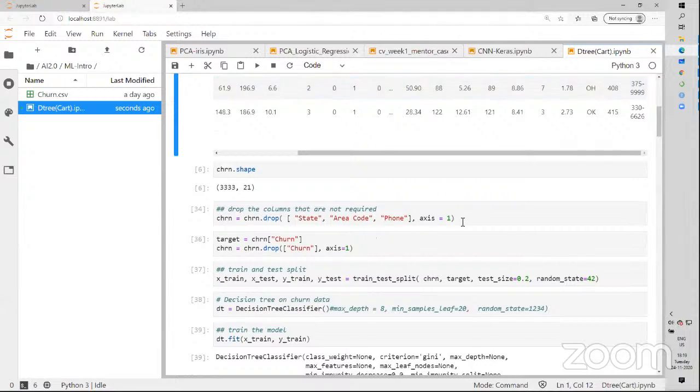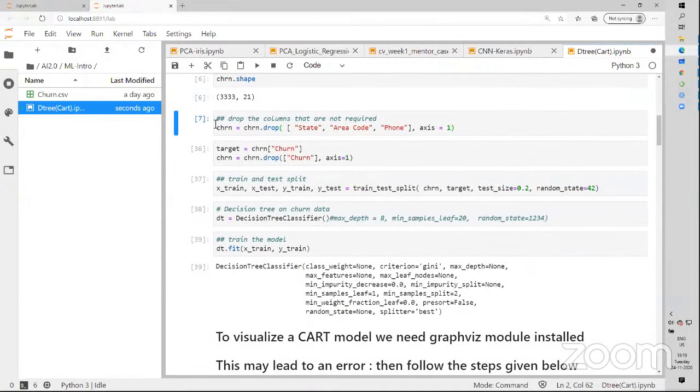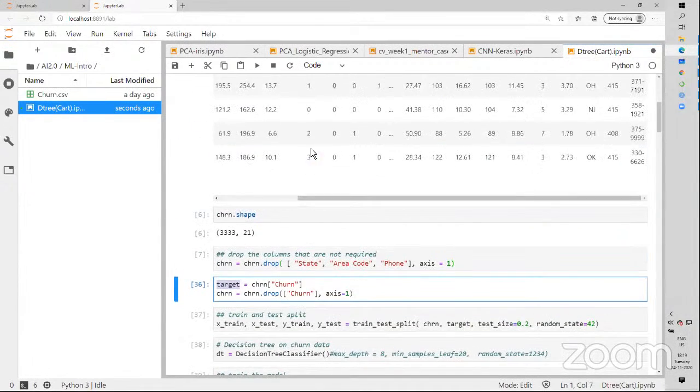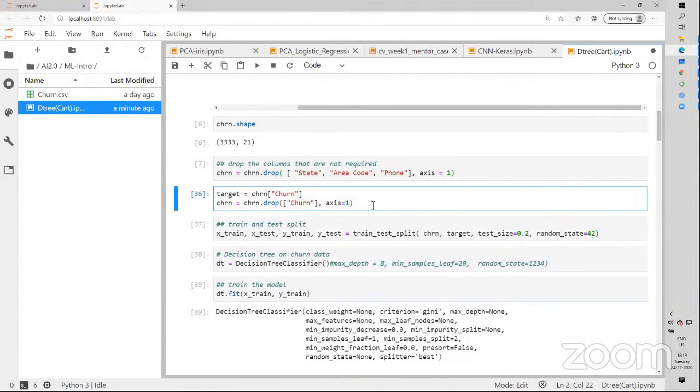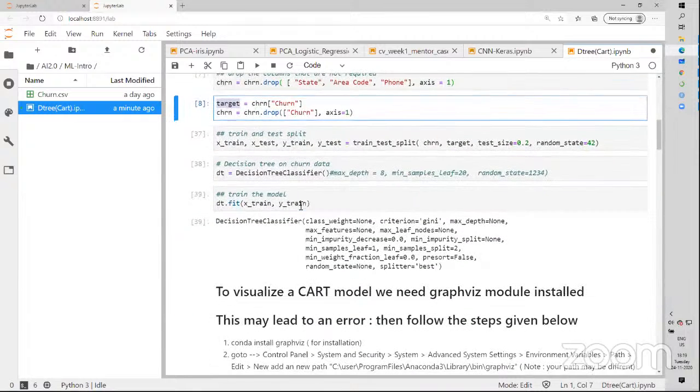Now, let me quickly show you how I can do this. I'm not going to use these input variables because they are useless for a reason, so I'm dropping them off. My target is this variable churn. Except this, all the rest are going to be my input variables. So I have separated my target variable and my input variables.